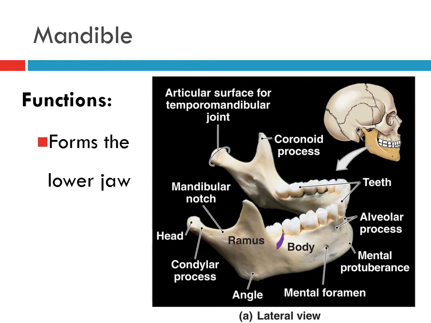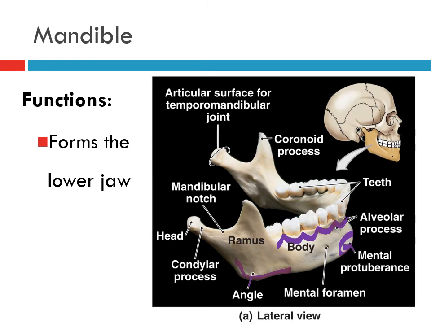We also have alveolar processes, which are holding in the teeth, and the mental protuberance, which is the very front part of your chin. And then back here is the angle of the mandible, which makes up the angle of the back of your jaw.